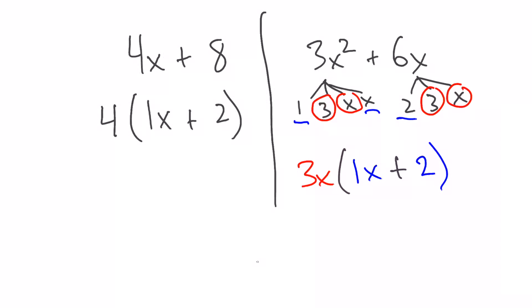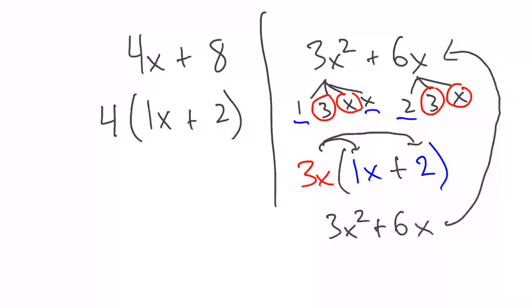Now I can always check my work. So if I were to distribute, I would get 3x squared plus 6x. And so sure enough, I get the original problem. So by factoring out, you're creating the distributive property, and by actually distributing, you're getting the original problem back. It's a way of working back and forth with working with expressions. And again, we're going to use this in order to solve equations.